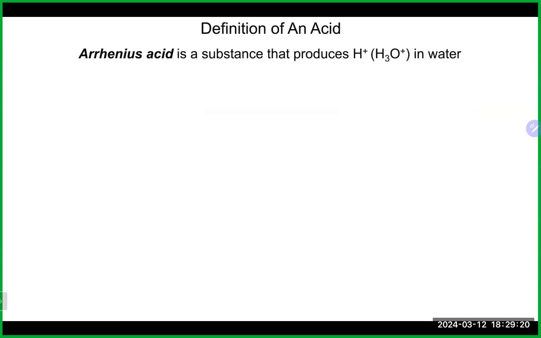Now, we talked about a couple of definitions of an acid and base. We talked about the Arrhenius definition, which is that an acid will produce H3O plus or H plus in water. The Bronsted-Lowry definition of an acid is a proton donor. Our friend Lewis felt left out.